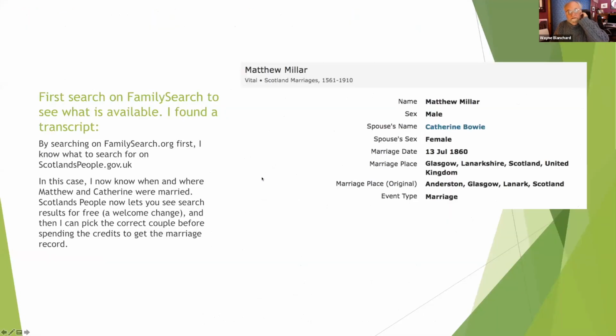So again, one other search that I did, I first did this on Family Search to see what was available. I got this transcript that showed Matthew Miller marrying Catherine Bowie in 1860 in Glasgow. So with this information, I had a better sense of where to look.